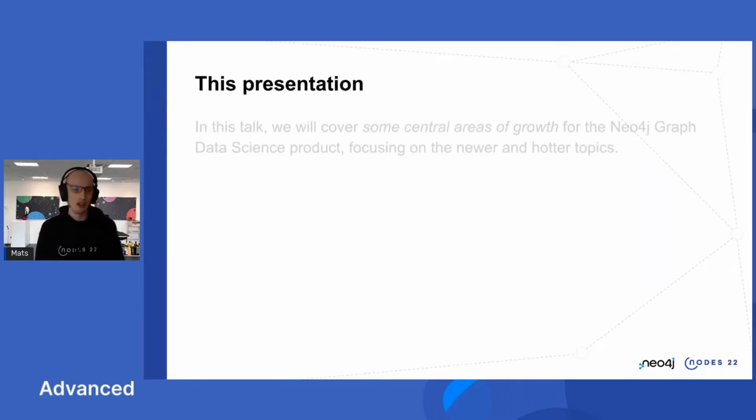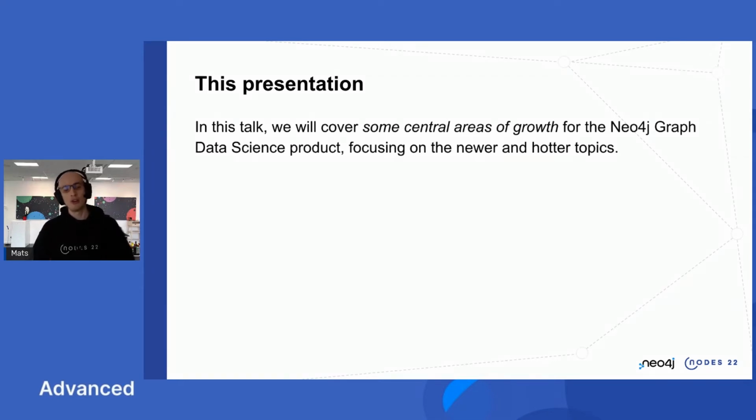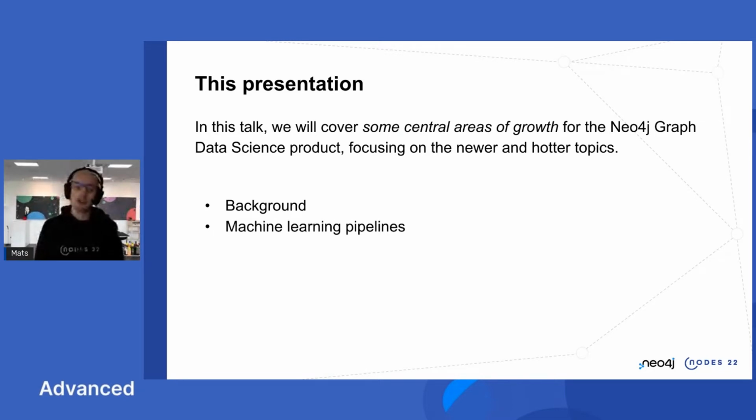In this presentation, I will talk to you about some central areas of growth for the Graph Data Science product. And focusing on some new and some hot topics, also bringing in some oldies that I think deserve some attention in the new light of Series 2. So we'll do a bit of a background on what developments have been done since GDS was launched first in the beginning of 2020. Then we'll go into machine learning pipelines, talk a little bit about some central concepts that we discuss in the product and in the documentation.